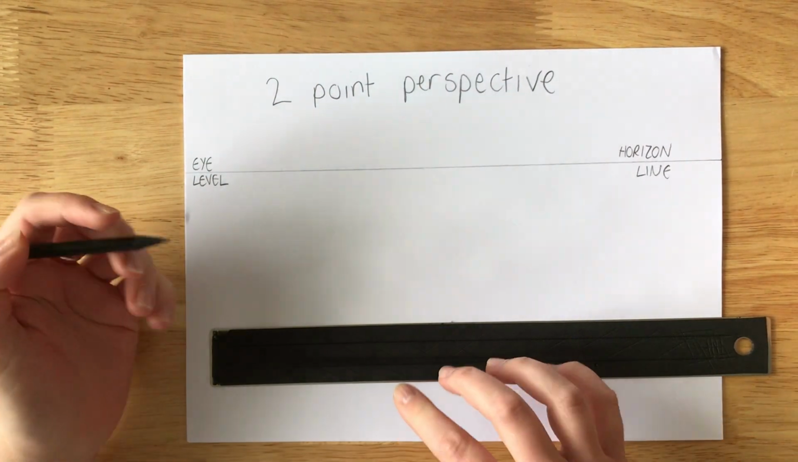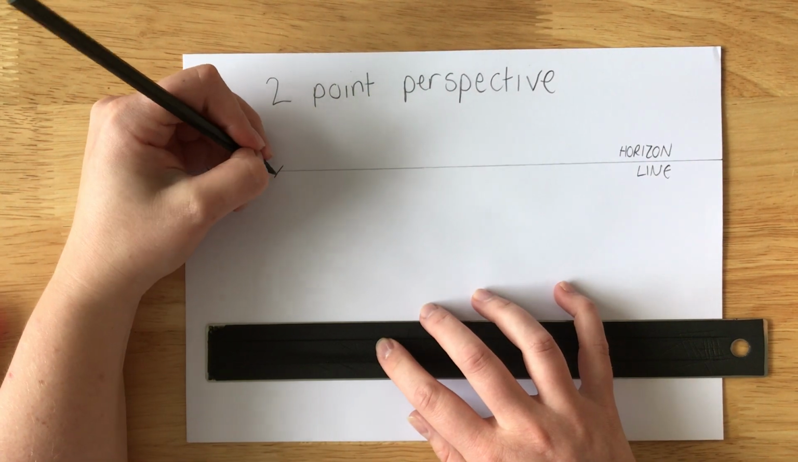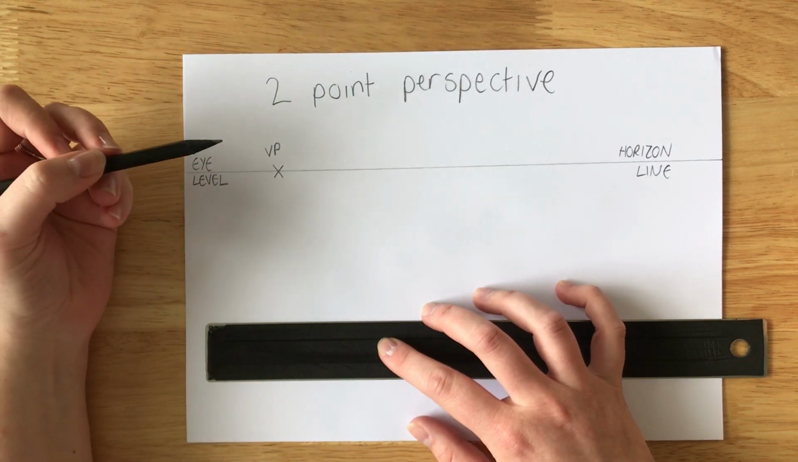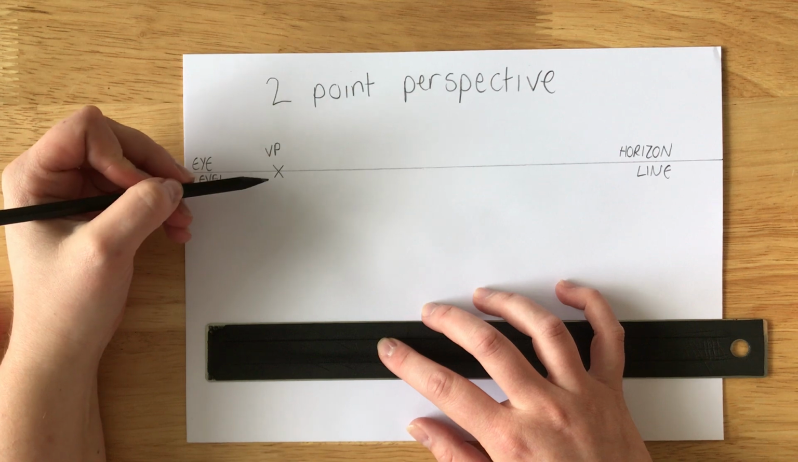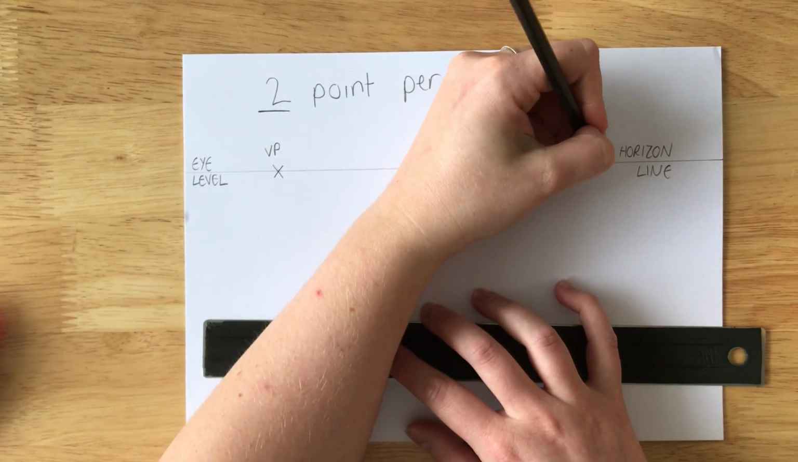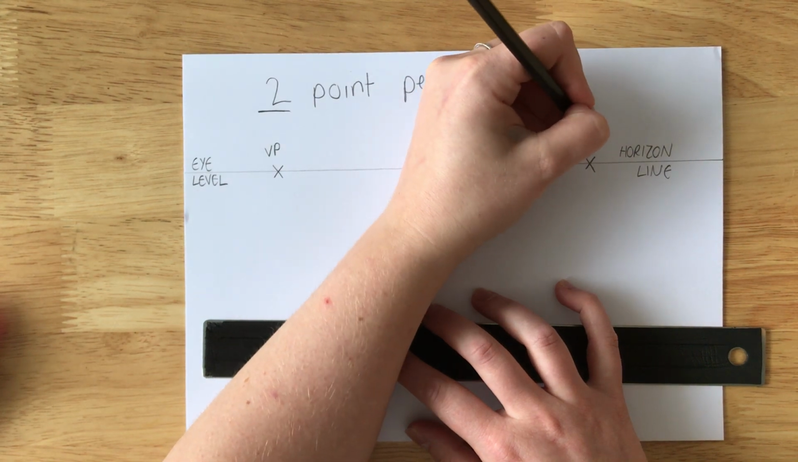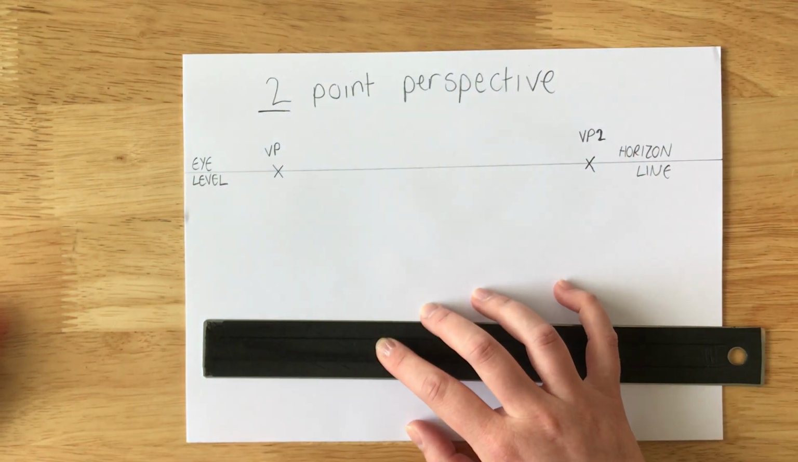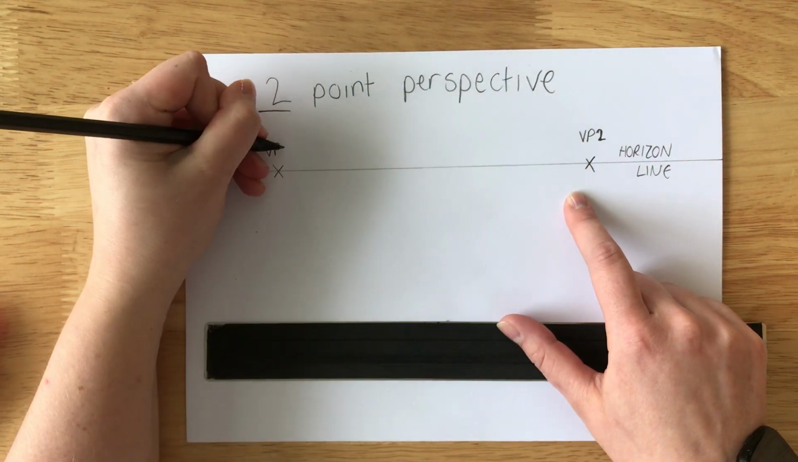Now, what we looked at in first year was that we had a vanishing point. Okay, now that was 1-point perspective, so we had one vanishing point. Because we're looking at 2-point perspective today, we need to have 2 vanishing points. Okay, so VP1 and VP2. Okay, so vanishing point 1, vanishing point 2.